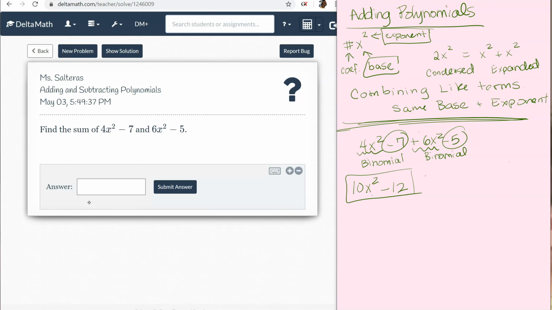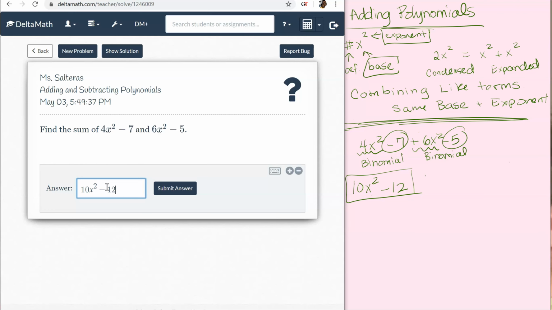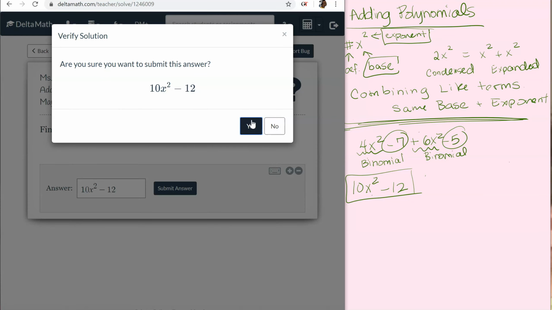We're going to go ahead and plug that in. Okay, so 10x squared minus 12. And there she is. We should be all good.